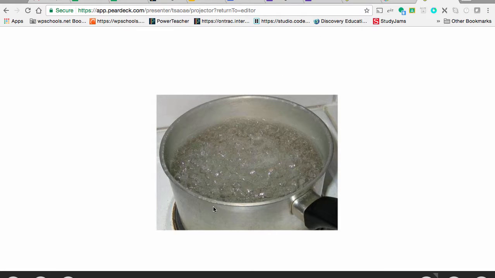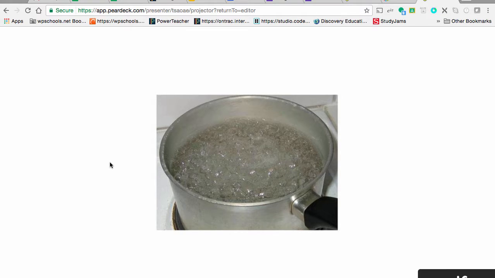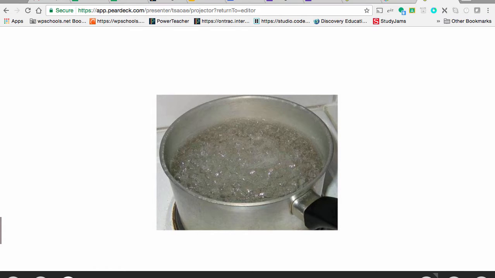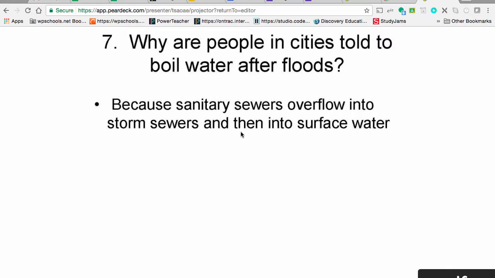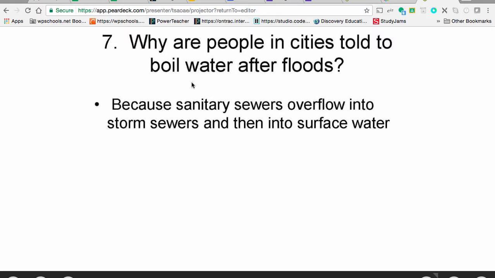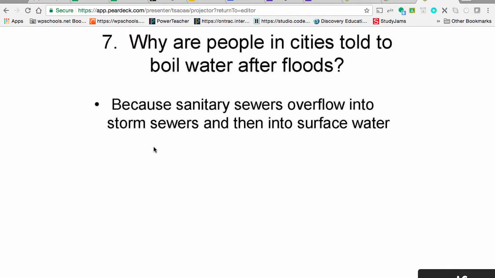So in some cases, when we have contaminated water due to flooding or broken pipes, people are asked to boil their water. It doesn't clean the water, but it does kill the germs that can cause harm. So people in cities are told to boil water after floods because sometimes the sanitary sewers overflow into storm sewers, and then it gets into the surface water.